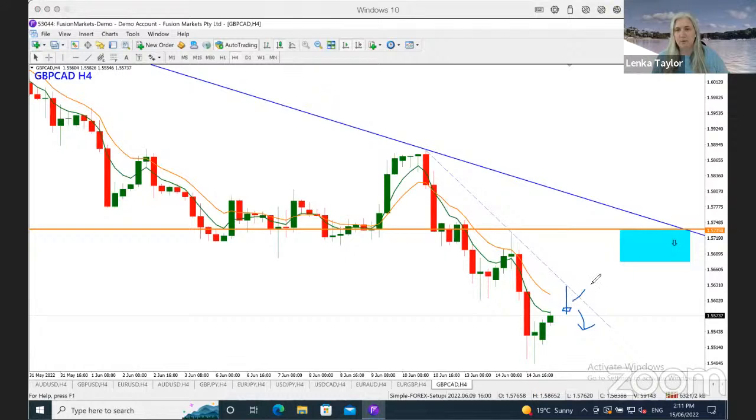If the price does continue and get to the retest of this, what used to be the support level now would be the resistance level, and also coincides with the trend line, then we would look for price action to reverse around this area and look for short from there. So either way, short term or longer term, we're looking for short at the moment on GBPCAD.